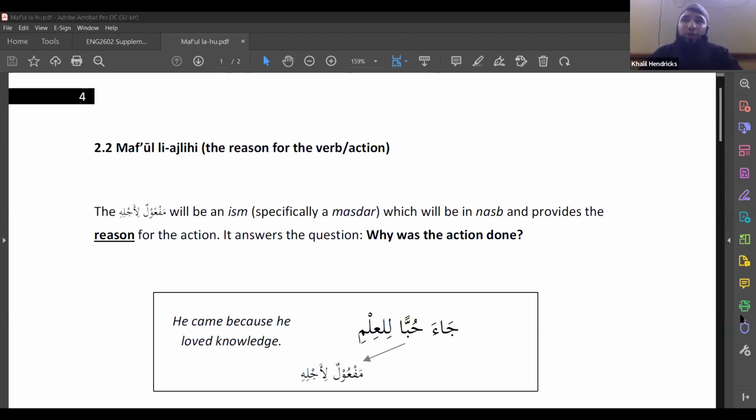You don't have to translate it literally with a because, but you have to translate it in such a way that it conveys the meaning of a reason. I use the word because here because it very vividly shows the presence of a reason.